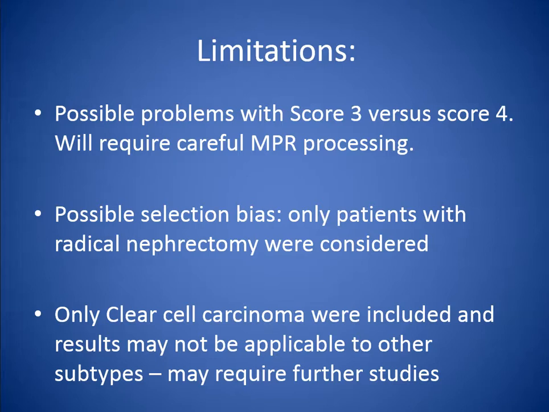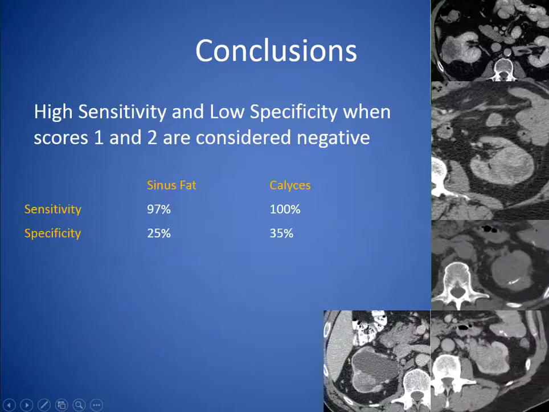And only clear cell renal cell carcinoma was included, as we all know that the biology of these renal cell carcinoma subtypes are different. So we thought that what is true for clear cell carcinoma may not be applicable for other subtypes, and those may require further individualized studies. So in conclusion, CT has high sensitivity but low specificity when scores 1 and 2 are considered negative.